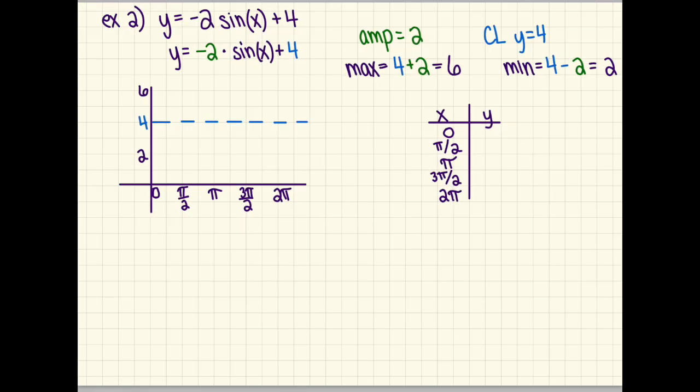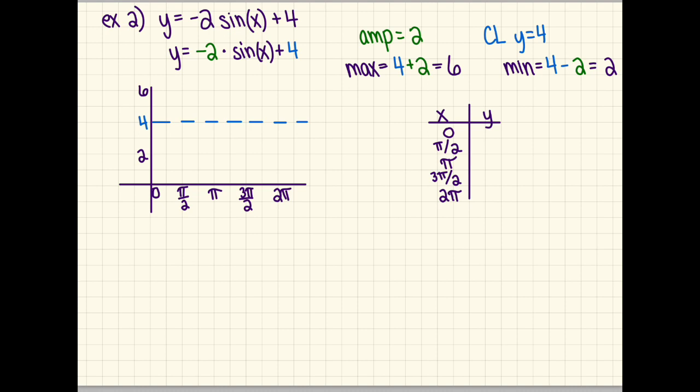Now let's look at a second example. Y equals negative 2 sine of x plus 4. The A is negative 2, which means my amplitude is 2. My center line is y equals 4. My maximum is 6, and my minimum is 2.